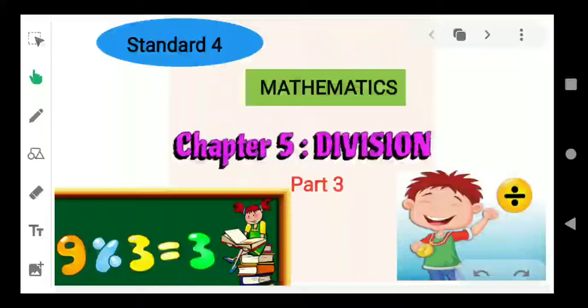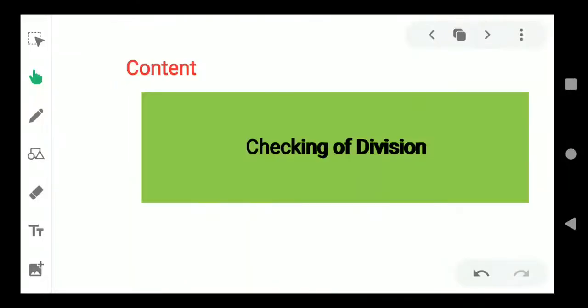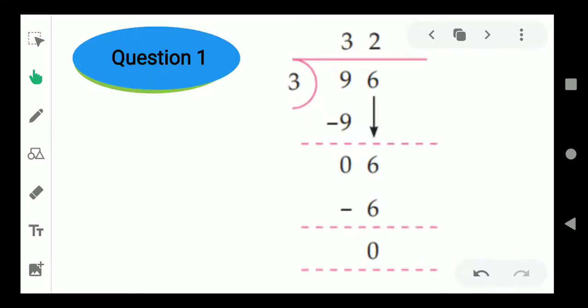Today we are continuing with chapter 5, division. In this session, we are going to discuss one digit number division and checking of this division. In the last class we already learned one digit number division. Now let us discuss division and how to check it.